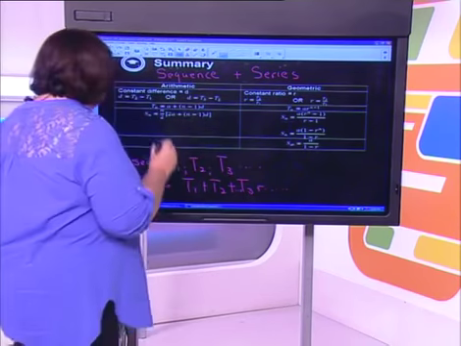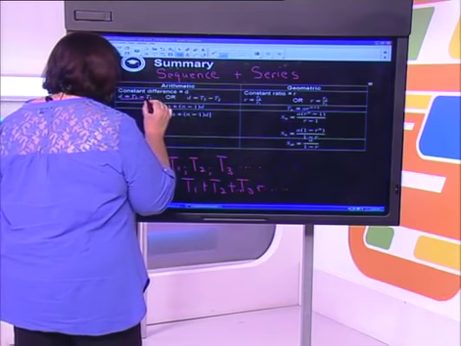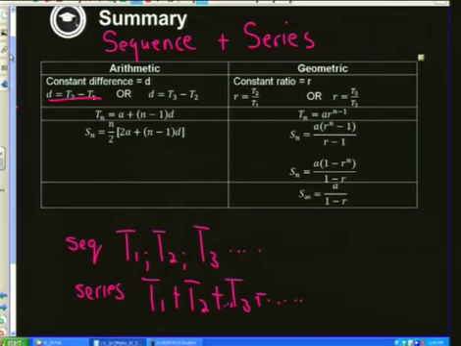Now you'll see in the formulas here, I say D is equal to T2 minus T1, or D is equal to T3 minus T2. And in fact, it's any two consecutive terms. So if I had known term 7 and term 8, I could find the difference by saying term 8 minus term 7. It doesn't have to be in particular the ones I've mentioned.